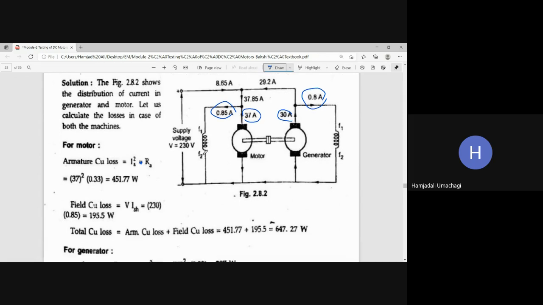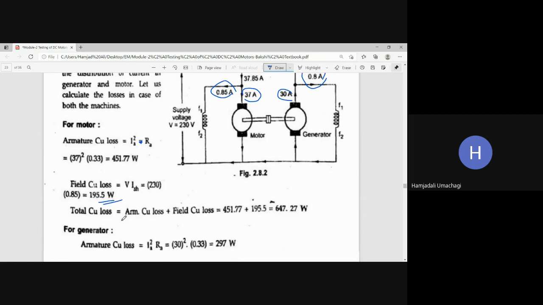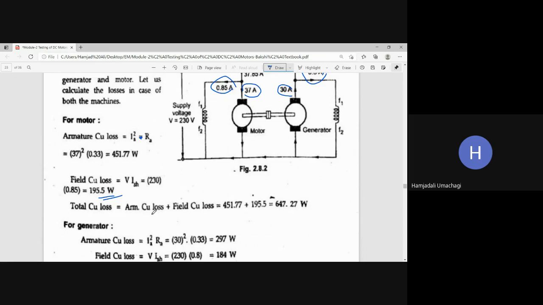Similarly, field copper loss. Field copper loss here is V into Ish. V is 230 and the field current of the motor is 0.85, which will be 195.5 watts. So total copper loss is equal to armature copper loss plus field copper loss, which is going to be 451.77 plus 195.5, that is equal to 647.27 watts. Okay, this is the total copper loss for the motor.